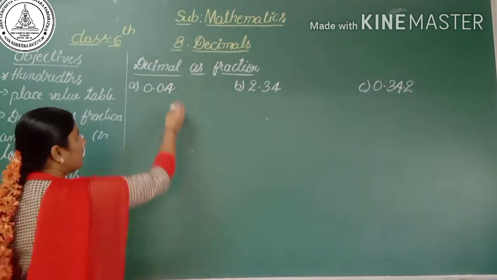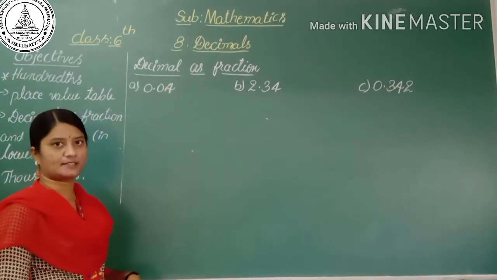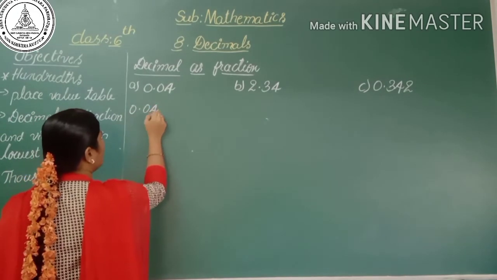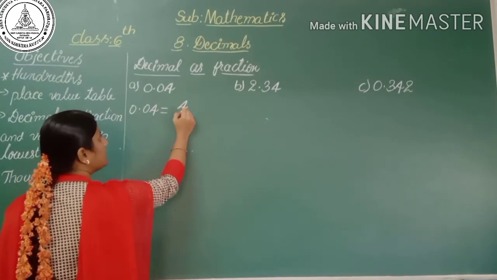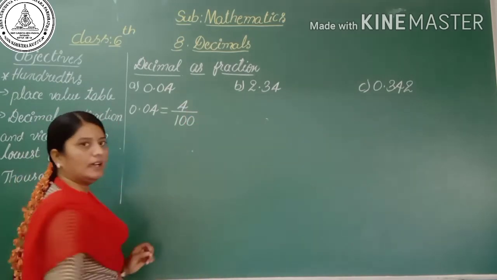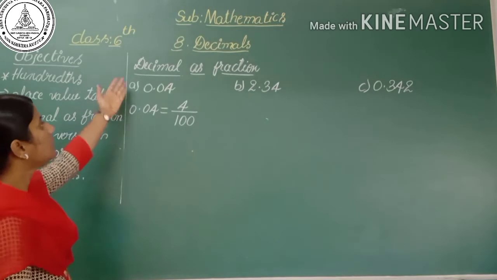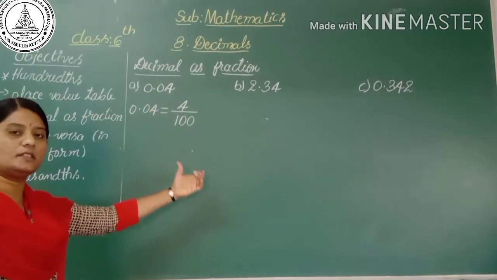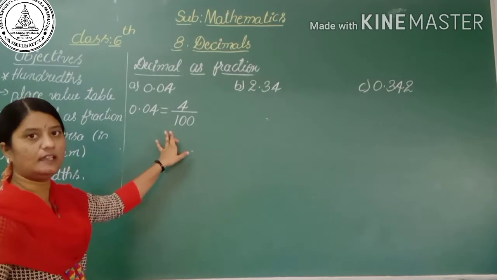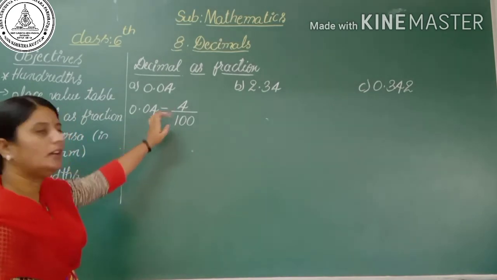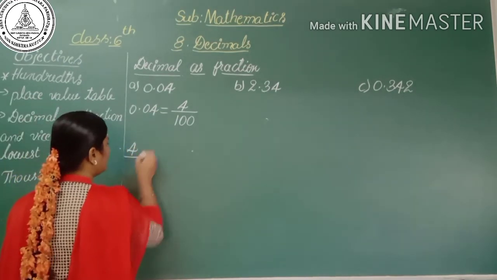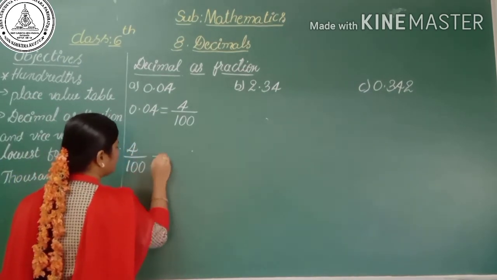We know that here 4 is in the hundredths place. Right? So we can write 0.04 as 4 in the hundredths place, so we have to write it as 4 by 100. Okay. And we also have to write the fraction in the simplest form. 4 by 100 can be easily divided by the number 4. Right? Yes. Divide both numerator and denominator by 4.